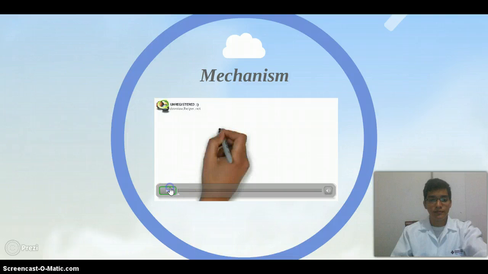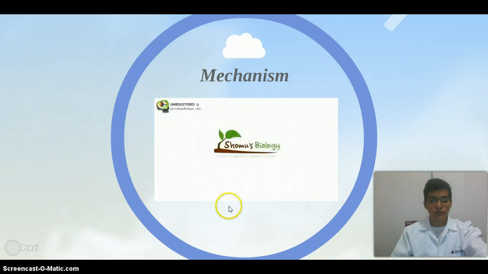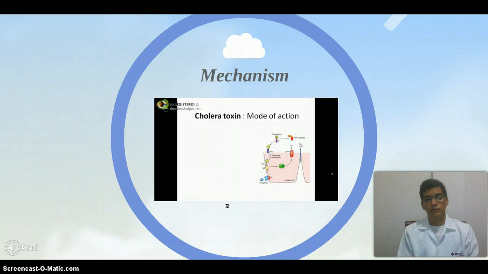Mechanisms. Welcome back guys. In this video tutorial we'll be talking about the mode of action of cholera toxin. We all know what cholera actually does. It results in watery diarrhea, right? So it allows our intestinal cells to lose water in higher amounts as well as electrolytes in higher amounts.